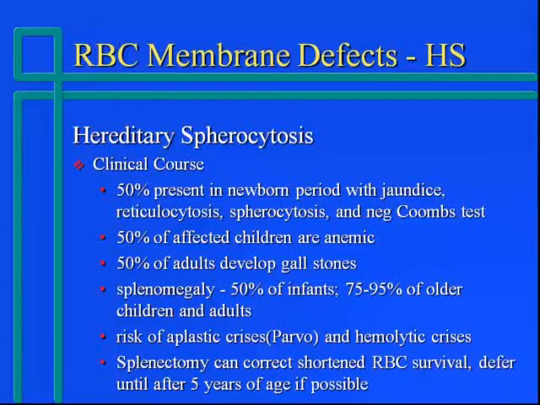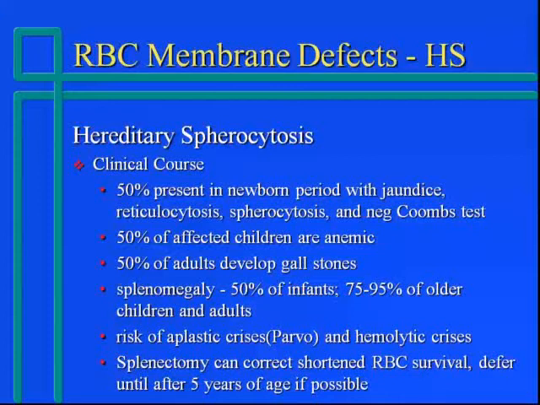The clinical course of hereditary spherocytosis is quite variable, but about half of patients will present in the newborn period with jaundice, with a high reticulocyte count, with spherocytes, and a negative Coombs test, ruling out an immune basis for hemolysis. About half of children are anemic, half are not. Half of adults will at some point develop gallstones. This isn't usually seen in the pediatric population. And many children will have splenomegaly, half of infants, and then up to 95% of older children and adults.